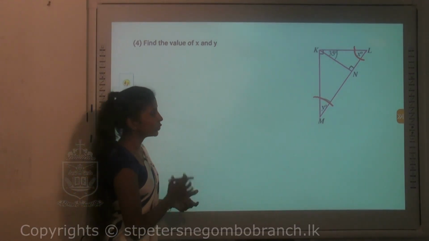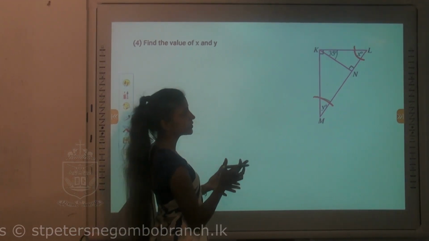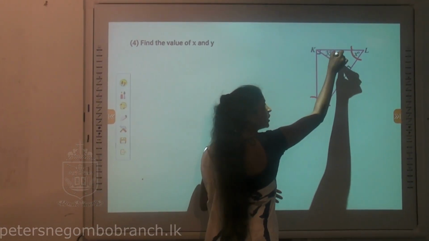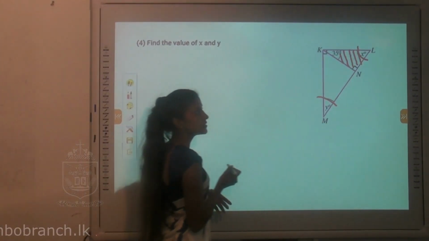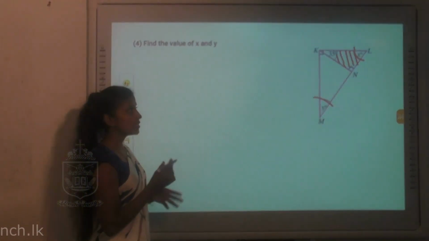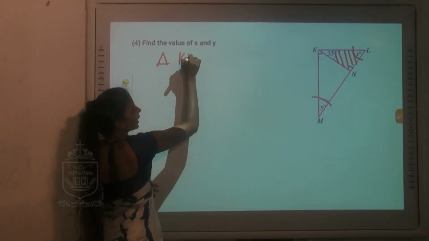So children, I'm going to take this larger triangle at first. You all can have a look on this. Not the larger one, the smaller one. I'm going to shade it and show you the triangle that I'm going to select. This is the triangle that I'm going to select. So I'm going to name that triangle as triangle KLN.